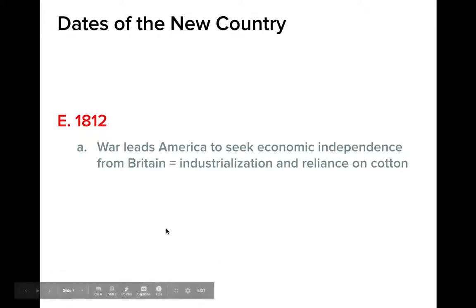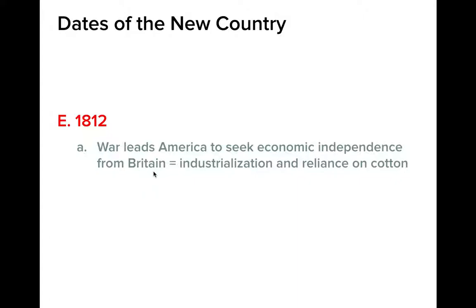Uppercase E is 1812. This is the war that leads America. So the War of 1812 leads America to seek economic independence from Britain. Now that they've had the Revolutionary War, about 30 to 40 years later you have the War of 1812, and now America is no longer going to be dependent on Britain for acquiring resources or creating business or trade partners.